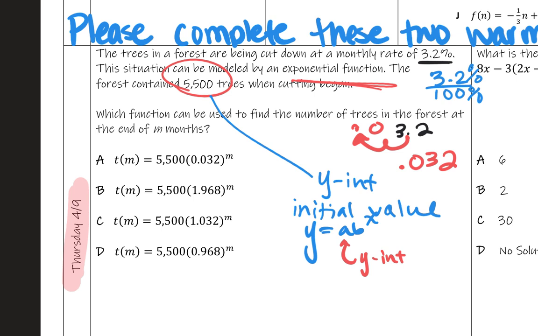You still have to add or subtract from 1. If we're cutting down trees, it says what function can be used to decide how many trees of the forest there are at the end. Am I increasing the trees or decreasing the amount of trees? Decreasing. Should I add the 1 or subtract the 1? All right, so what's 1 minus 0.032? Subtract it for me. What do we get?